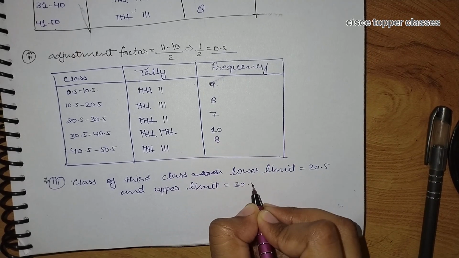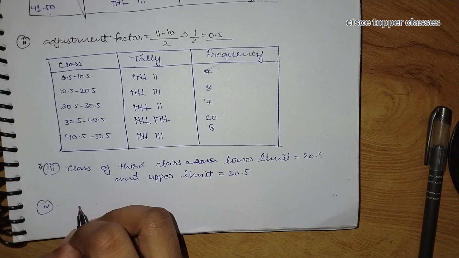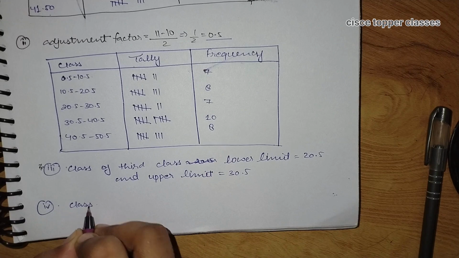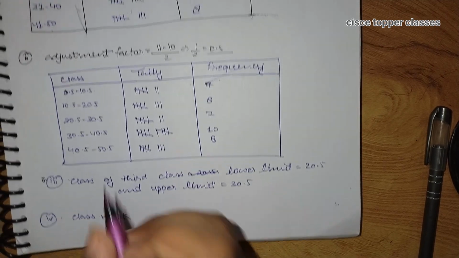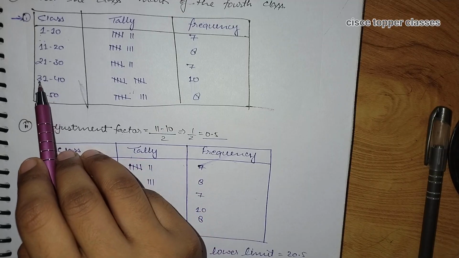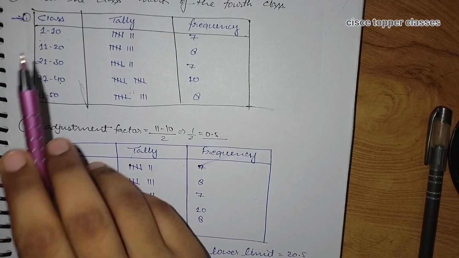This is 30.5. Now the fourth part which we have to find is to state the class mark of the fourth class. If we want to find the class mark of the fourth class, we know class mark is found on the stated value of the class intervals. So here, for the class mark of the fourth class, we will take the upper and lower limit of this table, because we are taking the stated class intervals here.